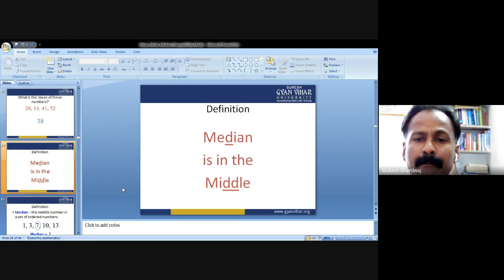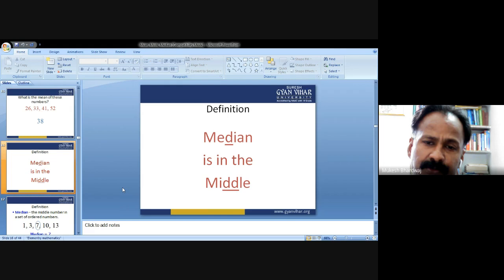Median is in the middle. Or in a more layman definition, we can say that when a sequence of data is provided to you, and you are asked to find out the middle value, the middle value is known as the median. So first of all, you have to arrange the set of data in increasing order, from lowest to highest, or highest to lowest. You may go either way.